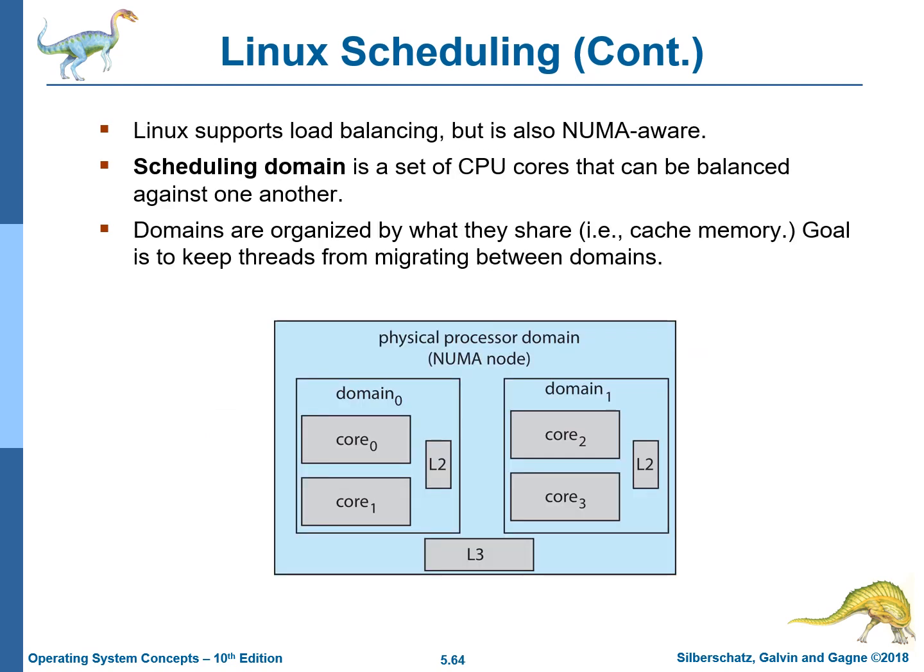Linux supports load balancing, but is also NUMA aware. A scheduling domain is a set of CPU cores that can be balanced against one another. Domains are organized by what they share, like cache memory. The goal is to keep threads from migrating between domains.